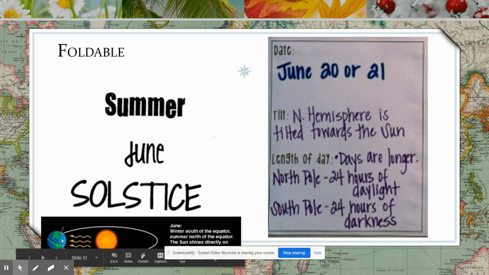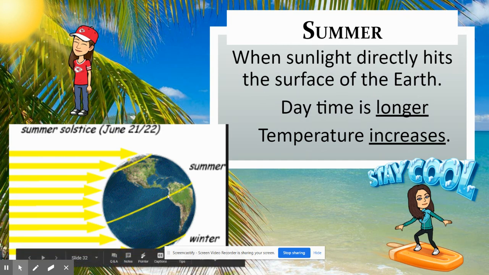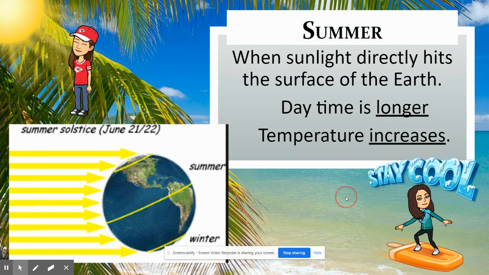Please note where the location of the Earth is and the tilt of the axis of the Earth in location to the sun. Also know that if the northern hemisphere is pointing towards the sun, that would be summer in the northern hemisphere, but the southern hemisphere in June experiences winter. When the sunlight directly hits the surface of the Earth, that is the summer. Again, we noted the equator before. It still has some direct sunlight. Daytime is longer. Temperatures increase.